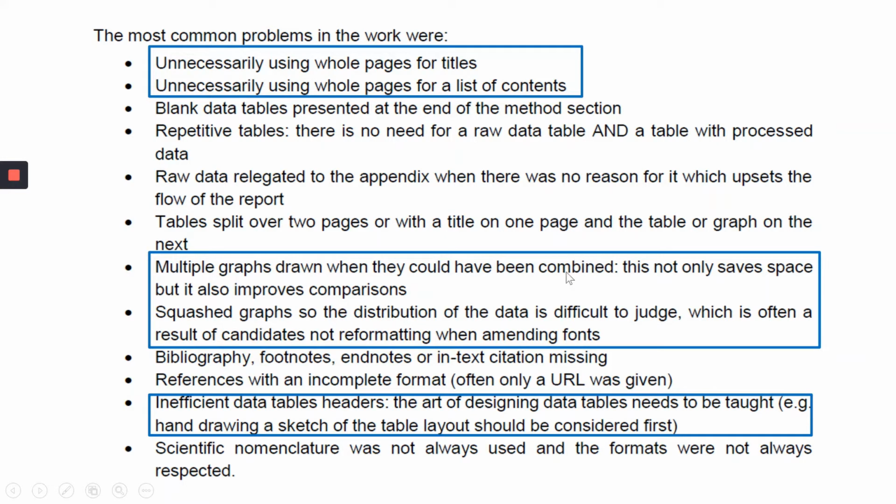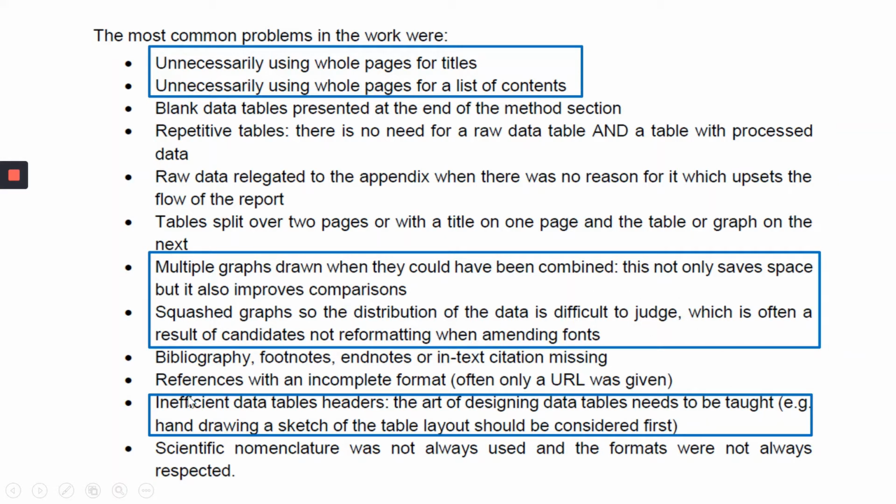The reason, the examiner says, is that it not only saves space because you only have a 12-page limit, it also helps to improve your comparison. Generally speaking for the graph, try to avoid a squashed graph. The recommendation from IB is that the graph is at least half a page big. A squashed graph is very hard to read.